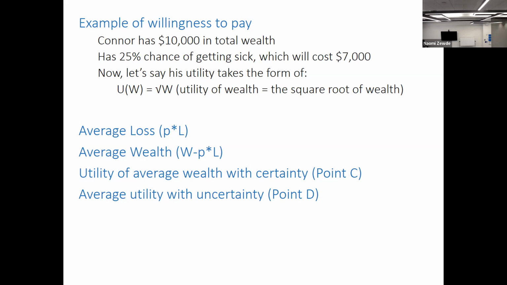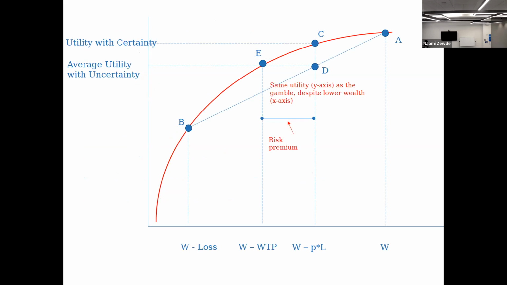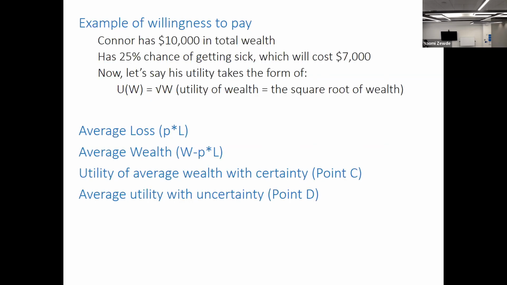Okay. Now, the utility of average wealth. And this would be the point with certainty, right? Point C. So the utility of average wealth. There's no uncertainty involved here. It's like, what would be his utility if he had this amount of money with certainty? Of 8250.